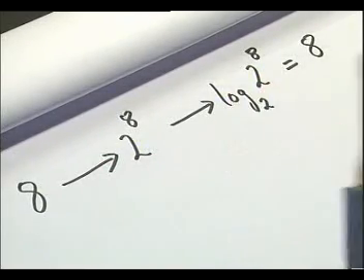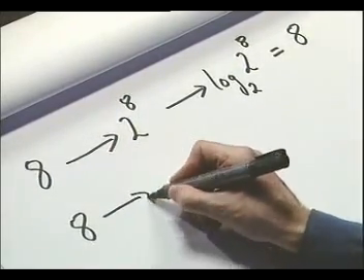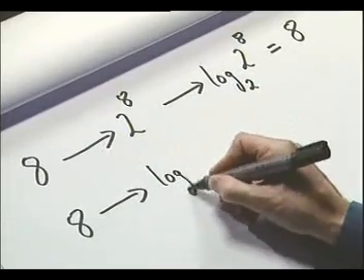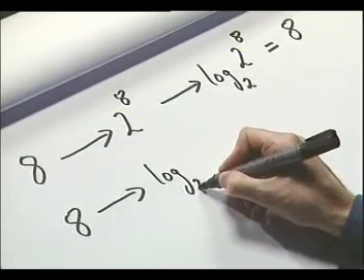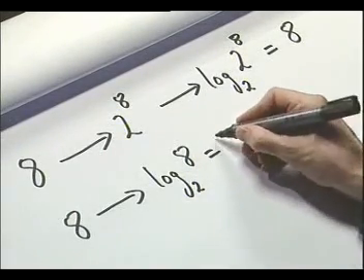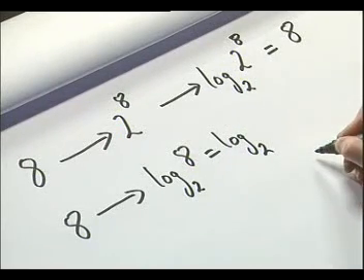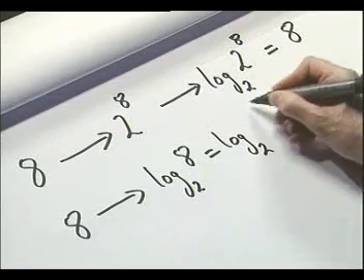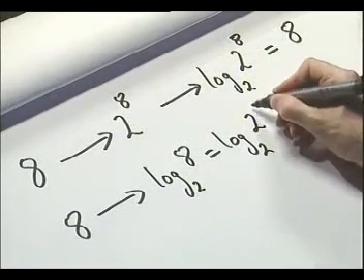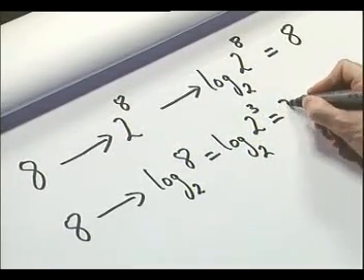Does it work the other way around? So, let's start with 8 again. And this time, let's take the log to base 2 of 8. Well, I need to write the 8 in a different way. I need it as 2 to the power 3. And that, of course, gives me the answer straight away. This number is 3.